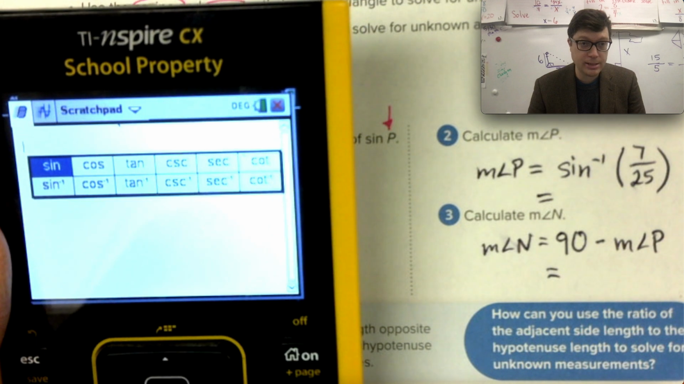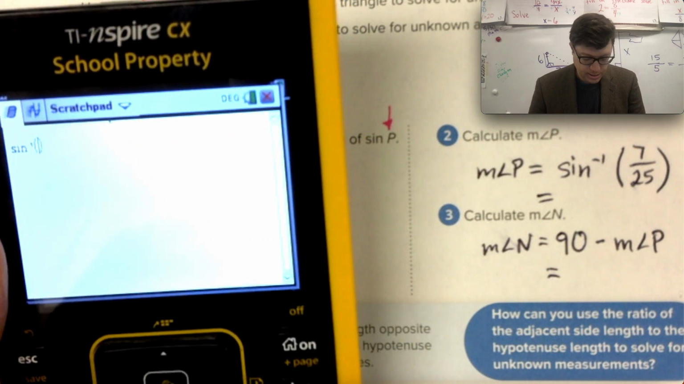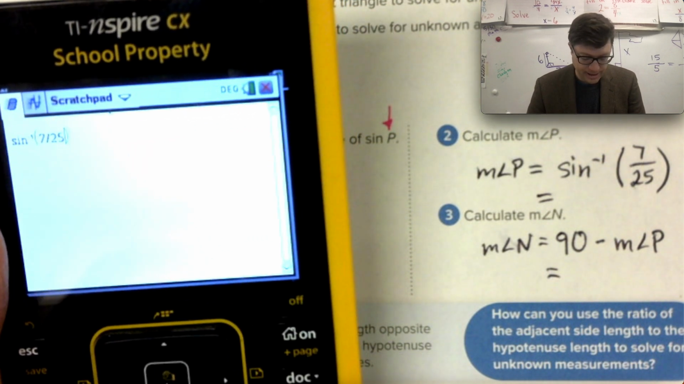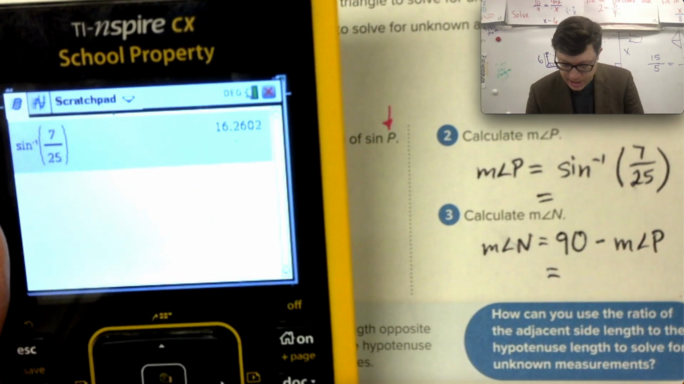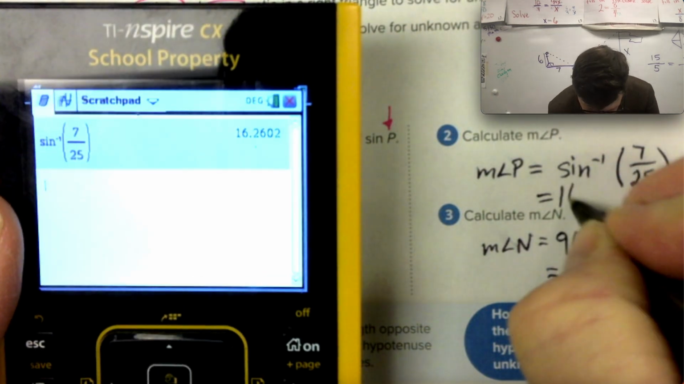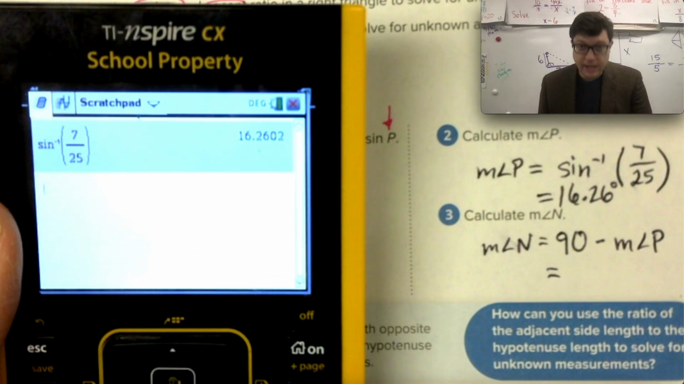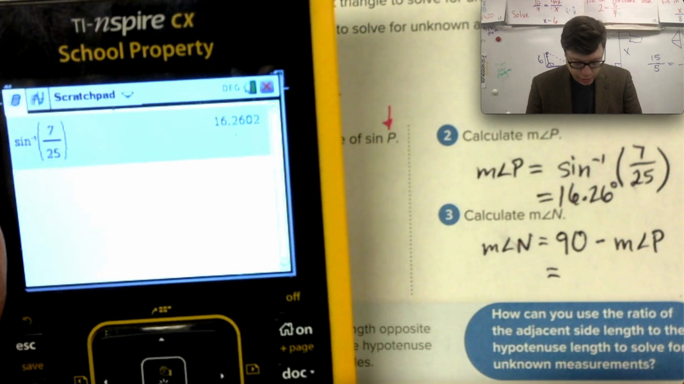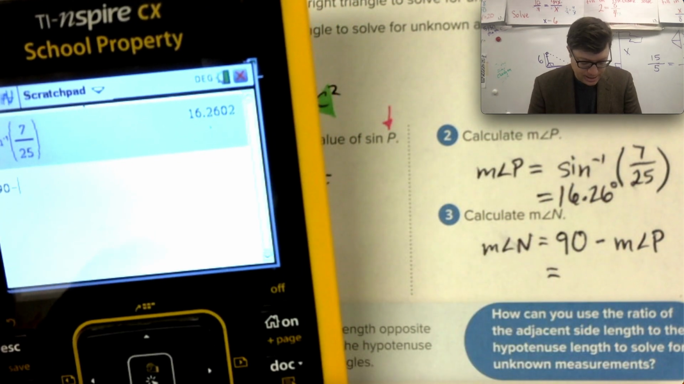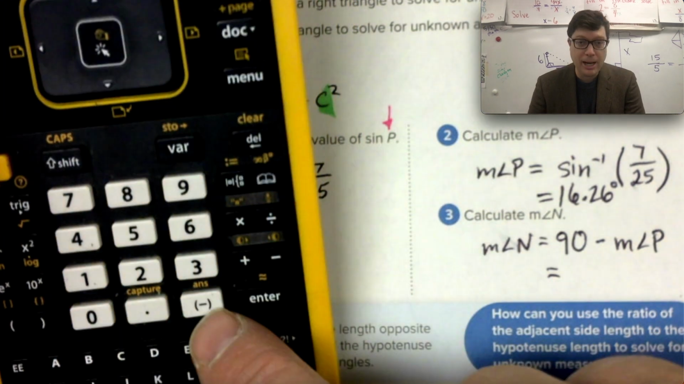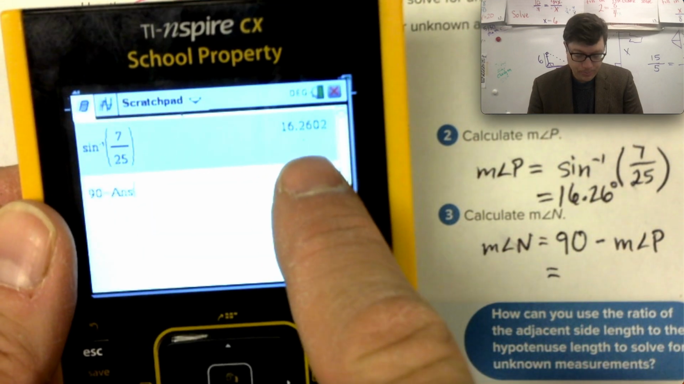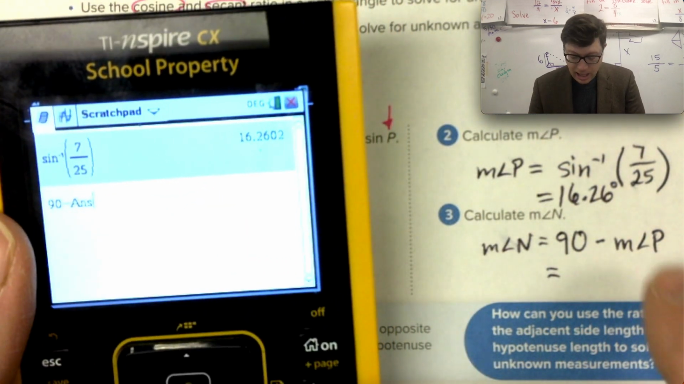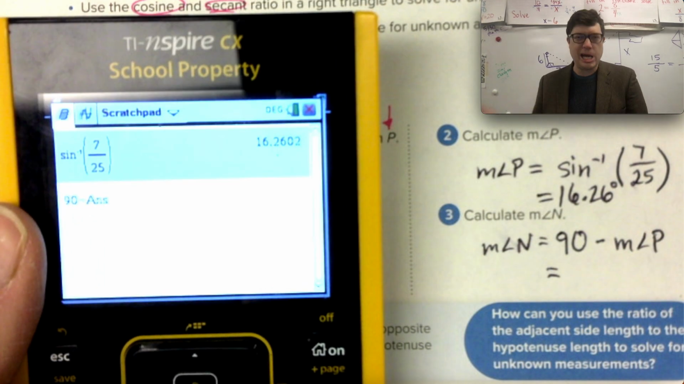So now the trig button, sine inverse, 7 divided by 25. Angle P is a 16.26 degree angle. And to find the measure of angle N, do 90 minus that number. And if I press the minus button, see how it says ANS above it and that's yellow? I want to use that answer in the mathematics, like how I have measure of angle P here, but I don't want to type it all in again.